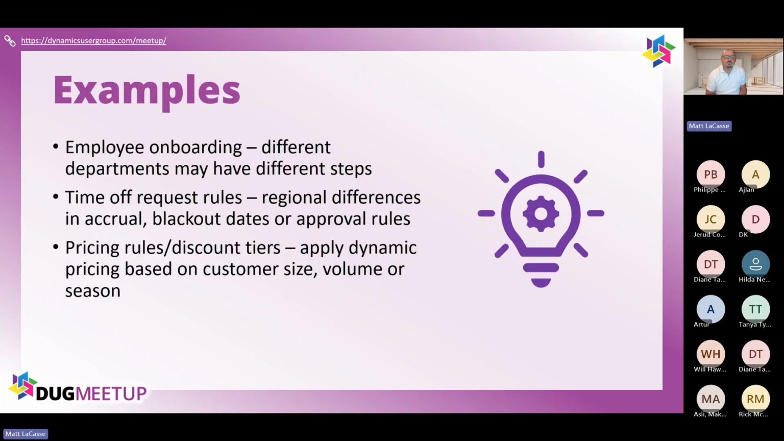So some examples of what this might look like would be if you have an application that is responsible for employee onboarding, you may have different departments that have different steps that they need to accomplish, and we may be able to parameterize that and put it into data. If you have an app managing time off request rules, perhaps there's regional differences in accrual, blackout dates, et cetera. And then if you have an application that's responsible for selling products or services, applying dynamic pricing based on customer size. So these are some examples outside of what we're working with in our request app there.